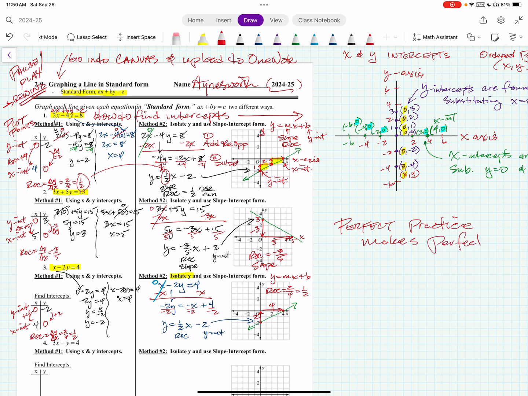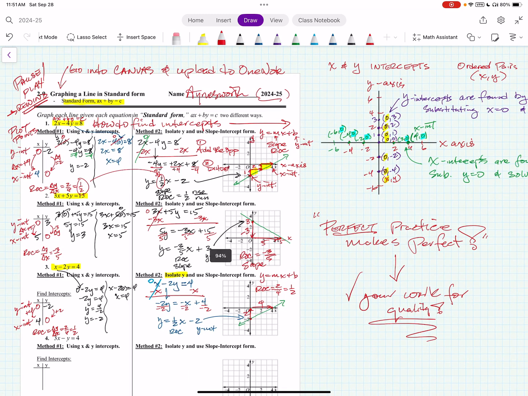People have said something similar to this in the past. You've heard people say practice makes perfect. Well, if you don't practice in the right way and you're making mistakes all the time, you're getting worse, people. So perfect practice makes perfect, which means that you have to check your work for quality, and make sure that you're doing the right thing. Because if you're not, you're actually gonna get worse than how you started.